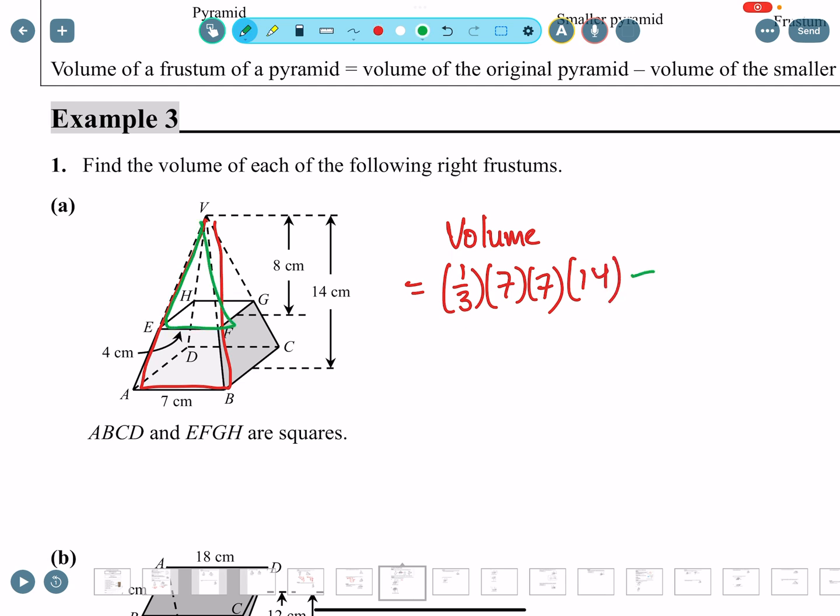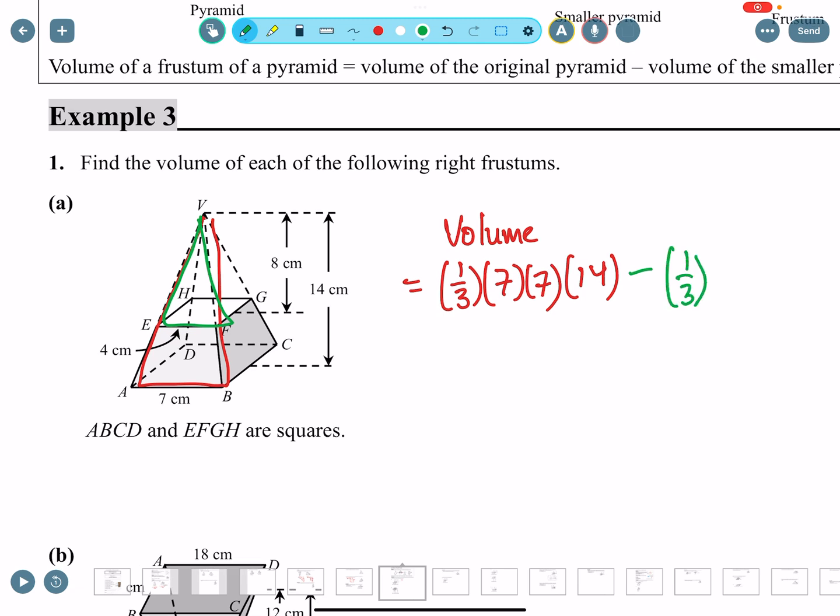minus the smaller pyramid on the top. So again, 1/3 because it's a pyramid. The base of the smaller pyramid is over here, not 7. It's 4. So it's 4 times 4 because it's a square. And the height is shorter now, 8.